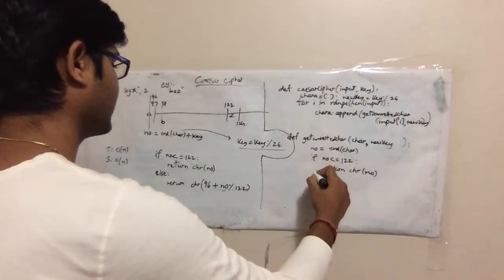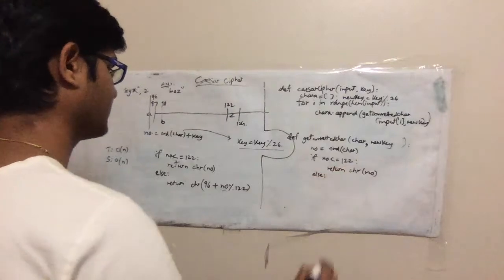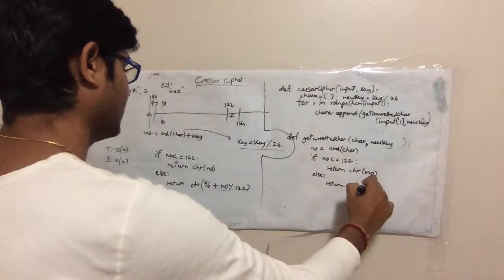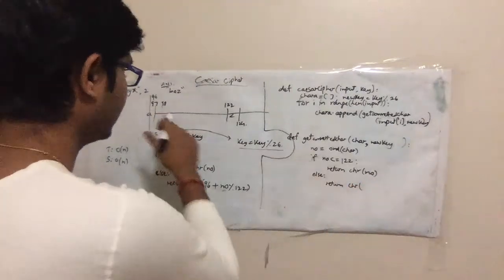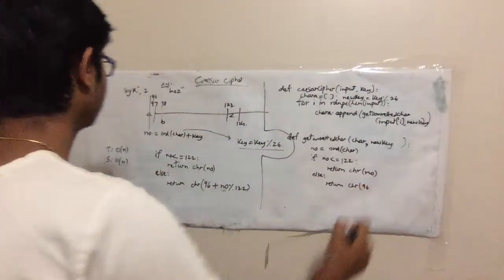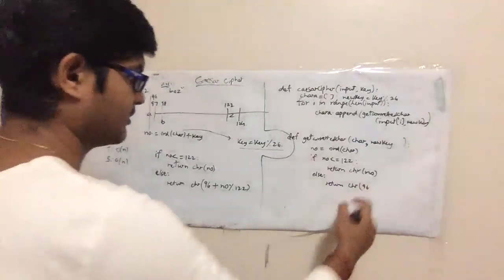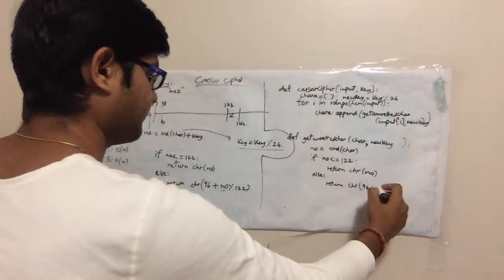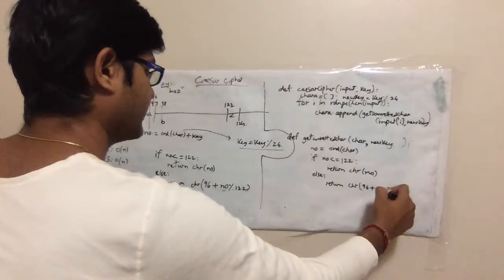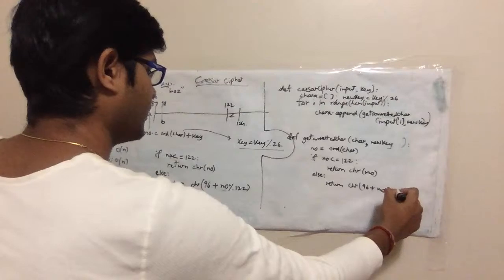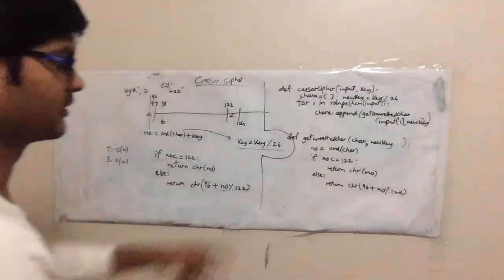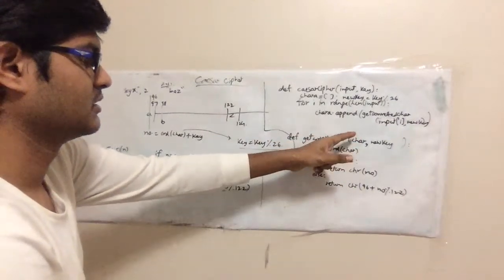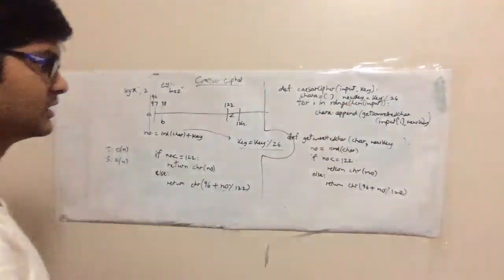If that is not the case, just return character 96. 96 is the previous one. 96 plus number, the calculated number, modulo 122. Okay, so this will give you a new character by taking the new key on this.